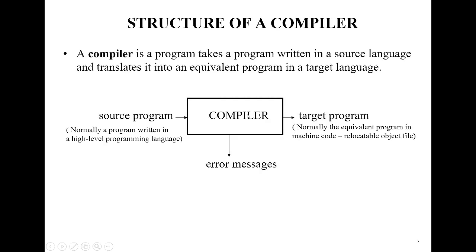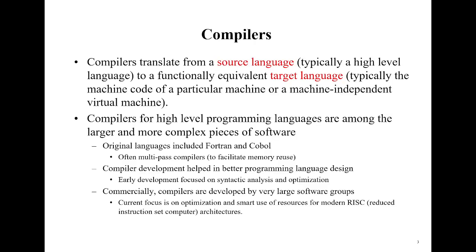Right? So, what is the structure of a compiler? A compiler is a program that takes a program written in a source language and translates it into an equivalent program in a target language. So, we have the source program and the target program. Right? Meanwhile, all the error messages will be displayed by the compiler.